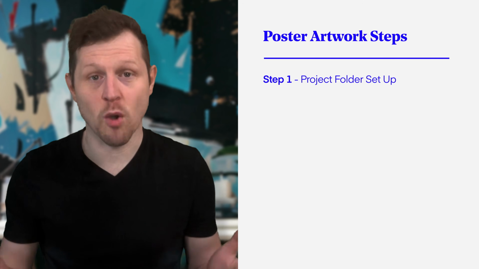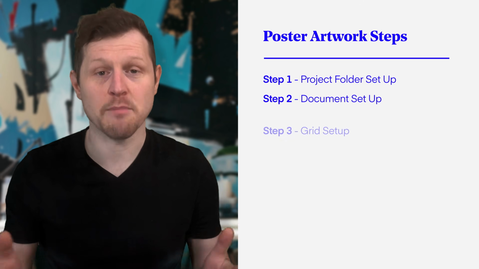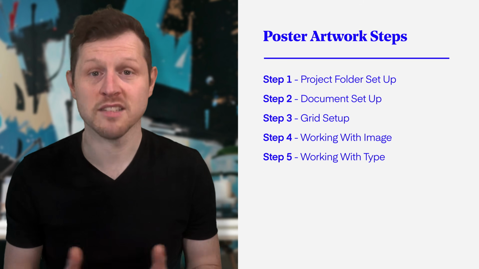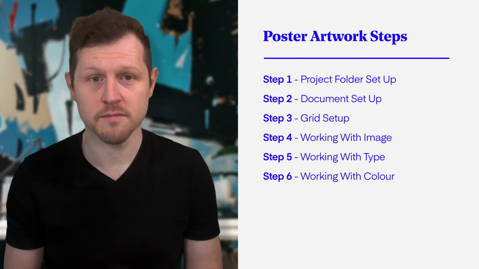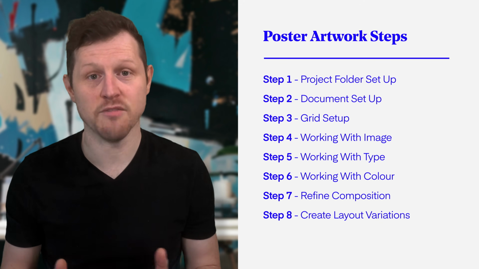So to create this poster in Illustrator, we are going to cover the following key steps. Step 1, project folder setup. Step 2, document setup. Step 3, grid setup. Step 4, working with image. Step 5, working with type. Step 6, working with color. Step 7, refine composition. Step 8, create layout variations.